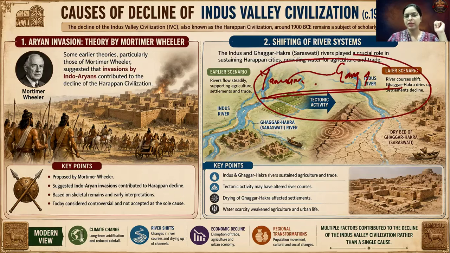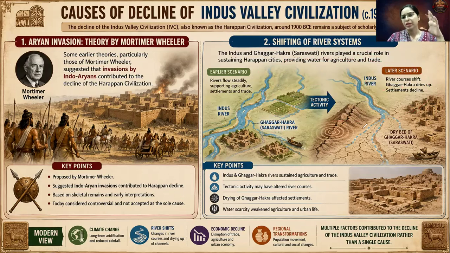Second important theory, it is being said that the river Saraswati dried up. Okay, so the entire river Saraswati has dried up, and with satellite findings, archaeologists, and even experts in the field of geography, have traced the course of the Saraswati river, which today does not exist. Okay, so Indus and Ghaggar Hakra rivers were very important. Tectonic activities altered their river courses, and most importantly the Ghaggar Hakra, the fragment exists today, but the original river Saraswati completely dried away.